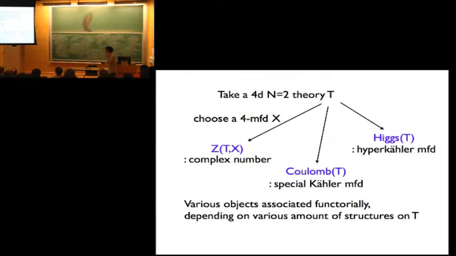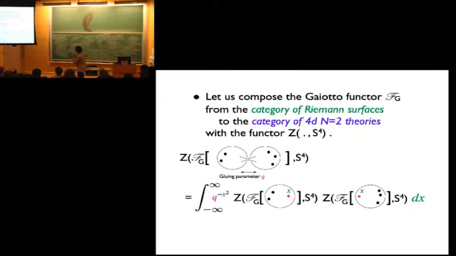So the idea is to compose the Gaiotto functor F_G, which sends a Riemann surface to a 4D N=2 theory, with one of these operations. Then you can obtain a very simple mathematical object associated to a Riemann surface. So let's, for example, use this operation, which associates a complex number, or better phrased, a vector space, to this N=2 theory.